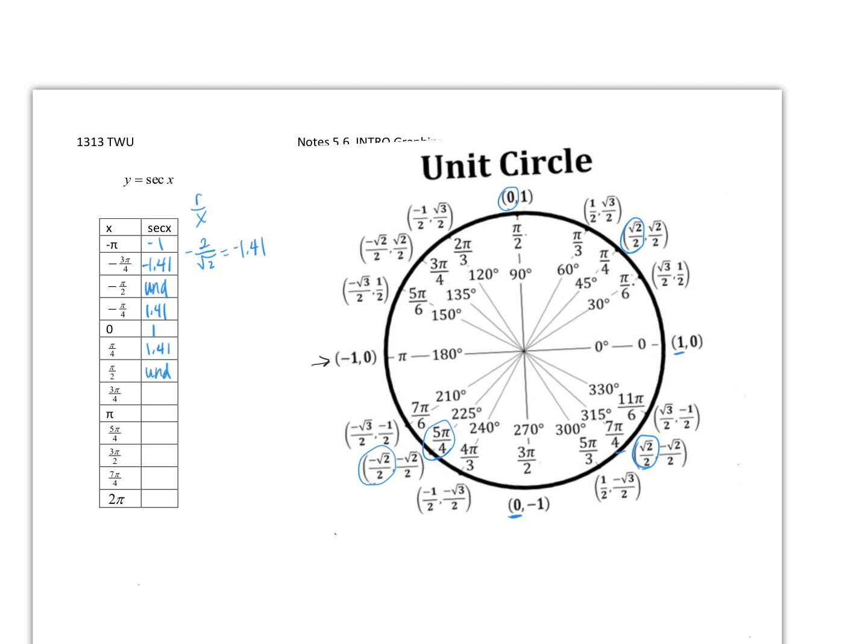And then you can see the pattern as it emerges here. This is going to be negative 1.41. It's going to be negative 1. It'll be negative 1.41, undefined, and then we keep on going, right? And 1. Okay, so there are our points.